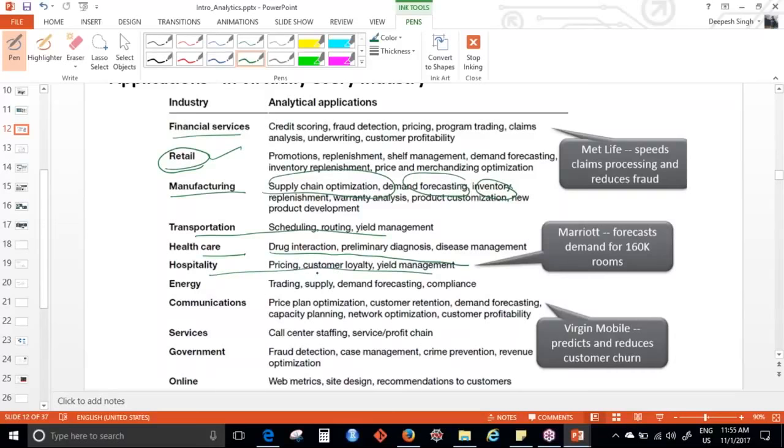Hospitality, we do a lot. So yatra.com, Make My Trip. How do they vary the prices? If you see yatra.com or any GoIBIBO, their prices are not constant. It varies. So they also follow the surge pricing theory, which Uber does. Okay, energy it is used.